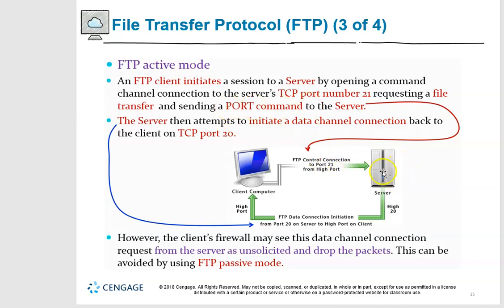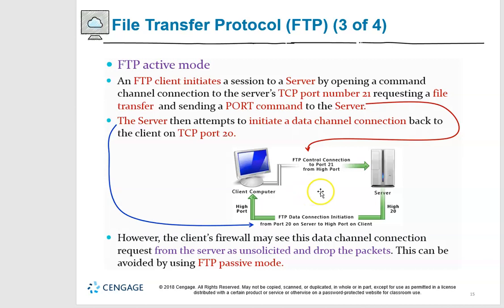The server will then attempt to initiate the second line of communication, the data channel, back to the client, this time on port 20. But again, with the firewall, the client's firewall may see this second data channel connection request from the server as unsolicited and drop the packets. This would break FTP in this case.